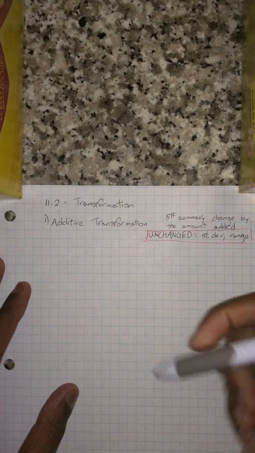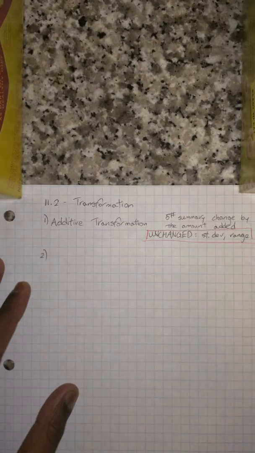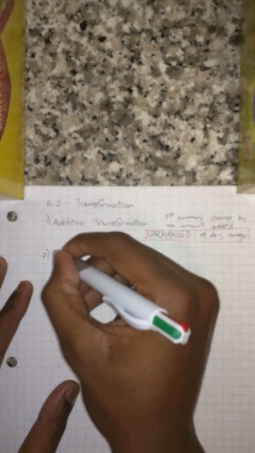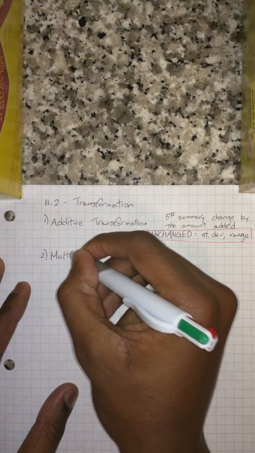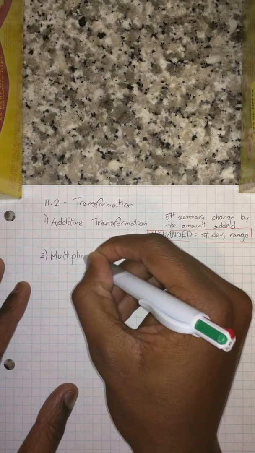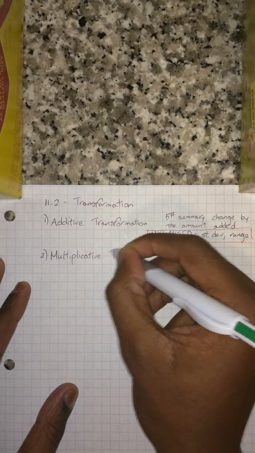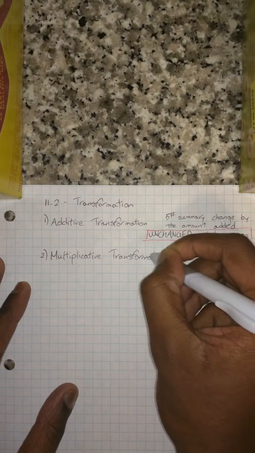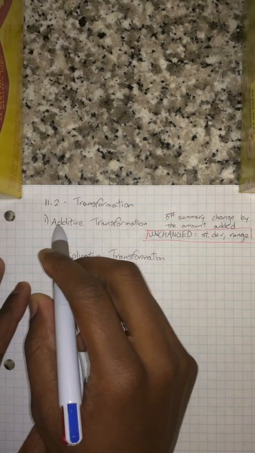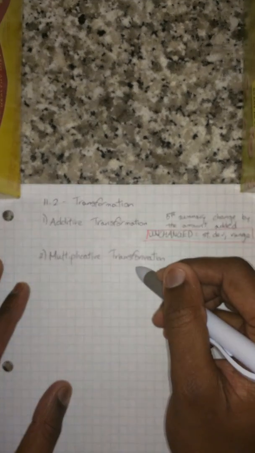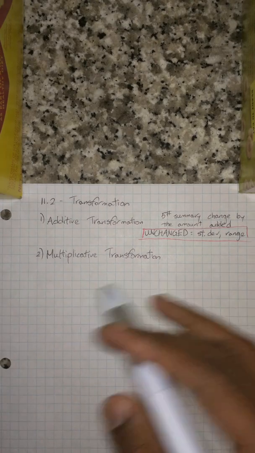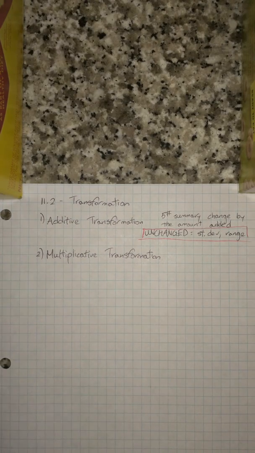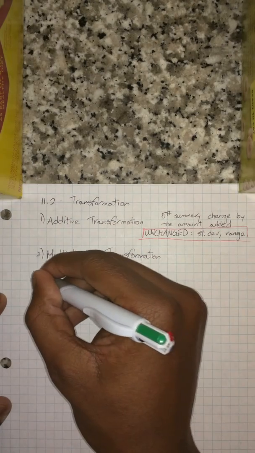The second one that we need to talk about is multiplicative. And this sounds just as straightforward as it is. In number one, we added to everything. In multiplication, we're going to actually multiply the values. So let's try to think of an example. I want to stick with stuff we've seen before.